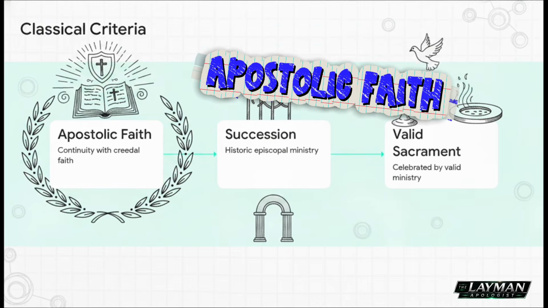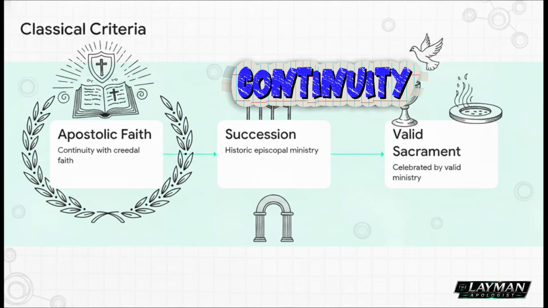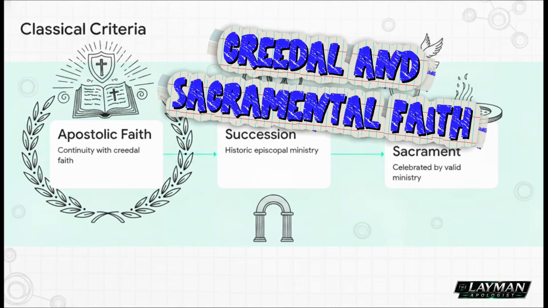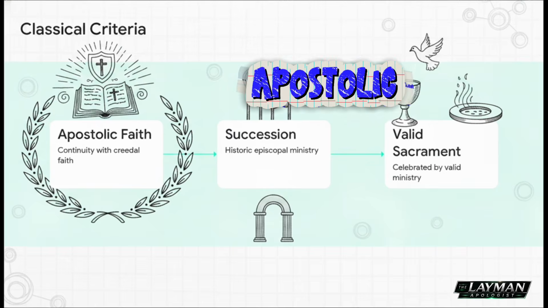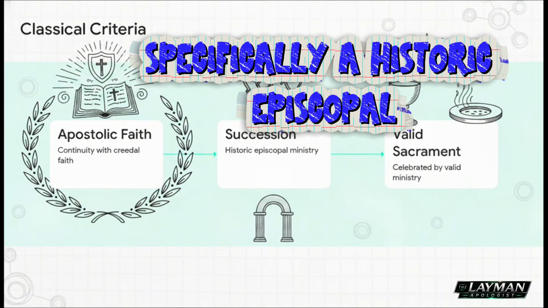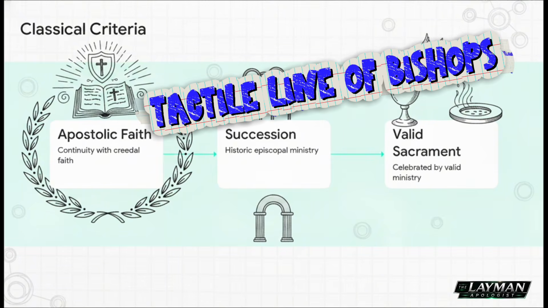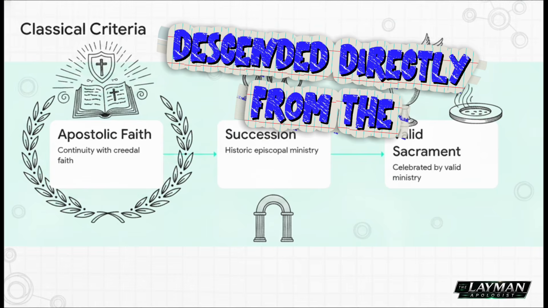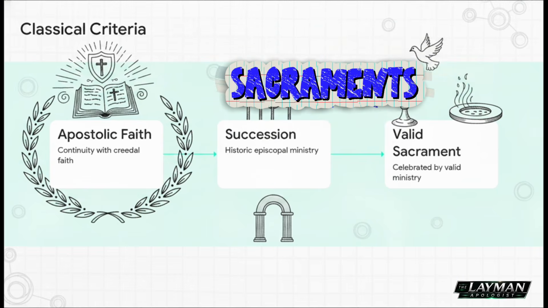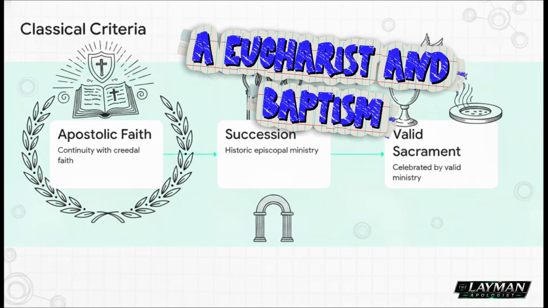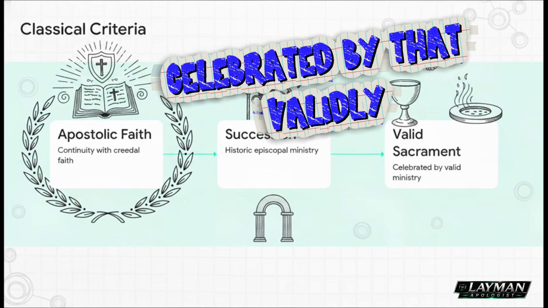Step 1 is the apostolic faith. This means strict continuity with the ancient creedal and sacramental faith. Step 2 is apostolic succession, specifically a historic episcopal ministry, meaning they needed a literal, tactile line of bishops descended directly from the apostles. And step 3 is valid sacraments, a Eucharist and baptism, celebrated by that validly ordained ministry.